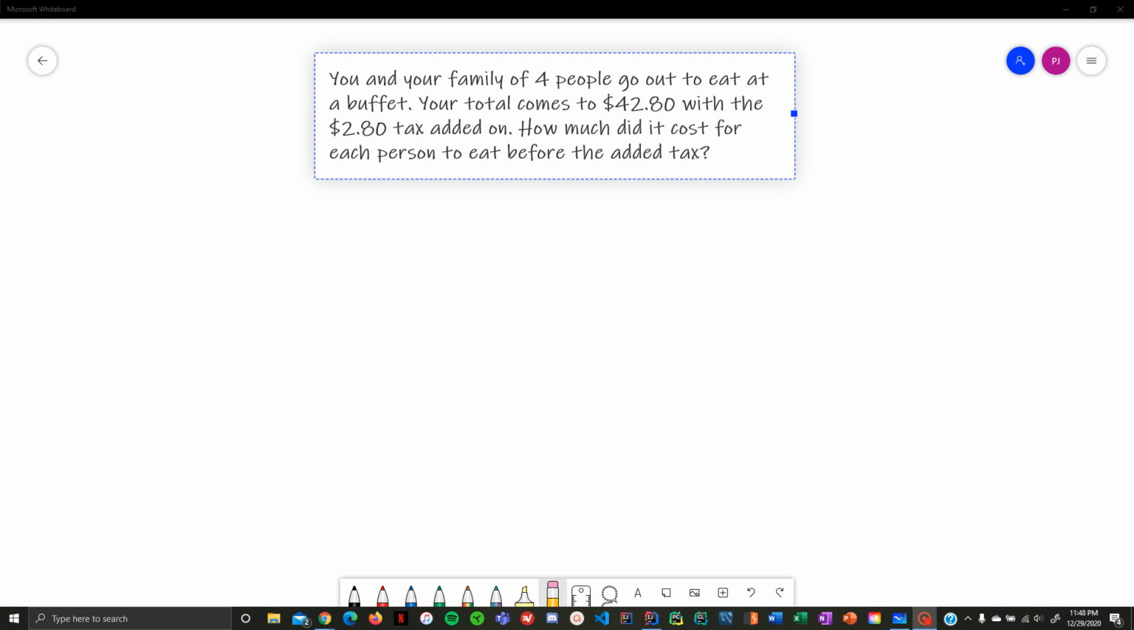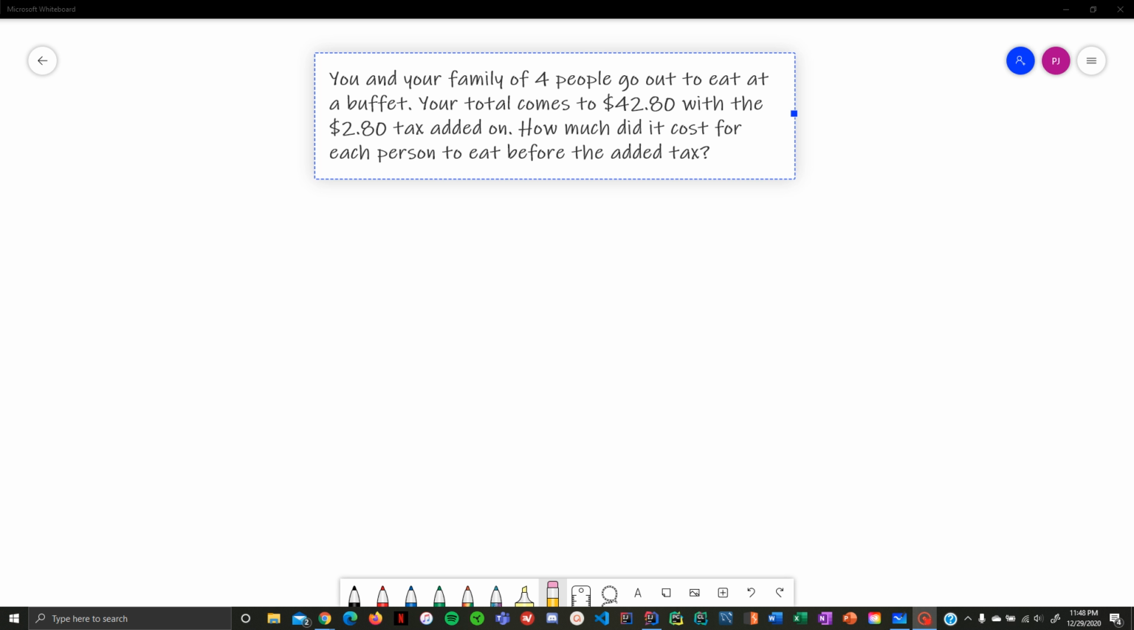So you and your family of 4 people decide to go out to eat at a buffet. Sounds great. And your total comes to $42.80 with the $2.80 tax already added on. So your final bill after eating your dinner with your family is a total of $42.80, and that includes your tax.